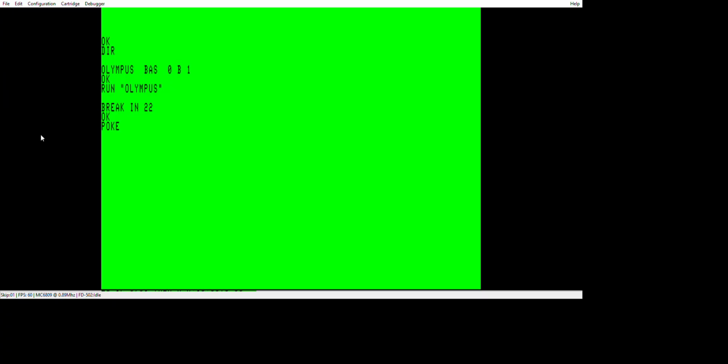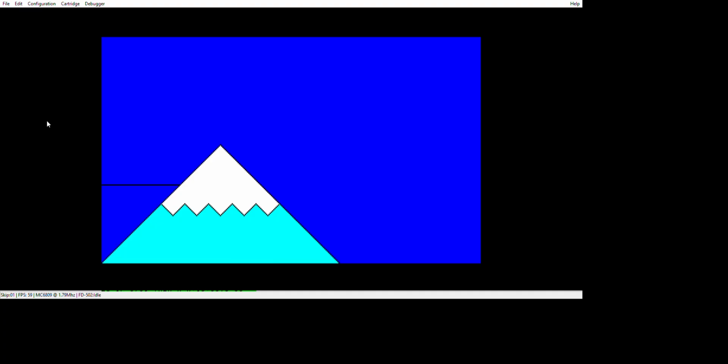Poke 65497,0. Let's run this again and see how much faster. It draws a hell of a lot faster. And look at now, I'm really hopping along here.